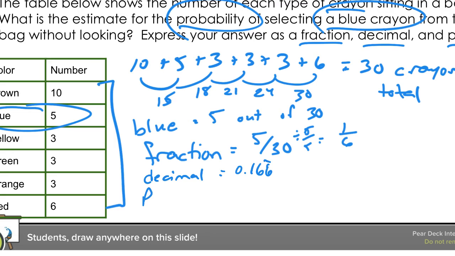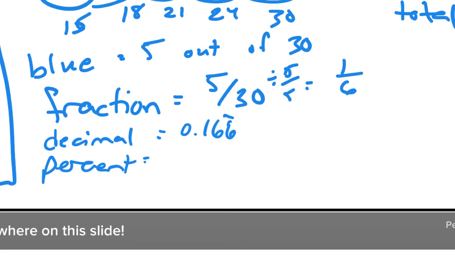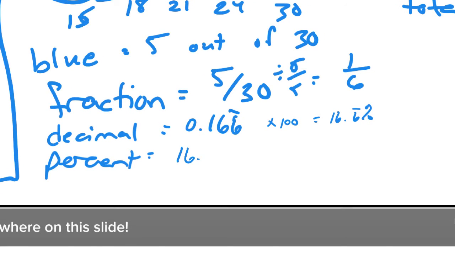And so my percent would be this times 100, would be 16.6 per 100. So my percent is 16.6%. We can just put it at one decimal place. We don't need to keep putting a lot of decimals.